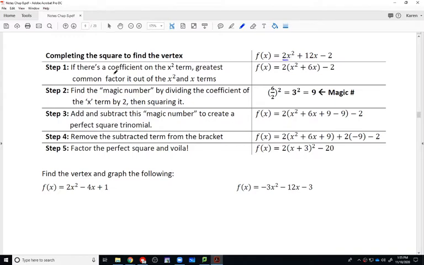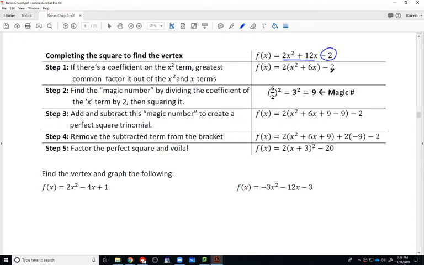So step number 1, if there is a coefficient on the x squared term, you're going to greatest common factor it out of the x squared and the x terms. This guy is just always something that stays on the end. You never do anything with it except collect like terms in the end. So you're only going to pull the 2 out of the x squared and the 12x. So you're going to be left with 2 times x squared plus 6x, and then this minus 2 is outside of the bracket. And then the process is the same.